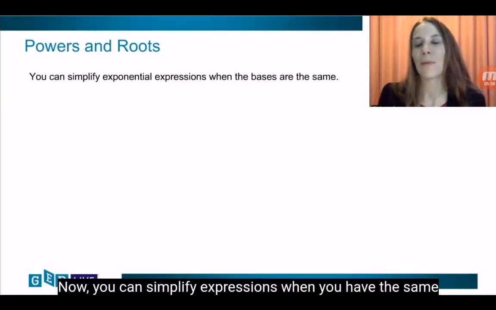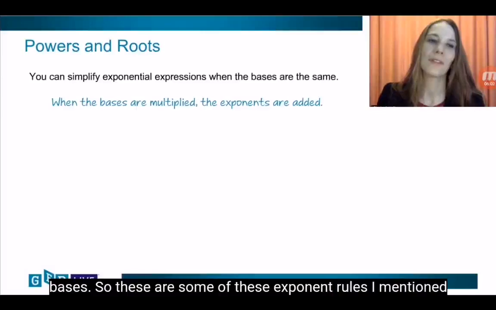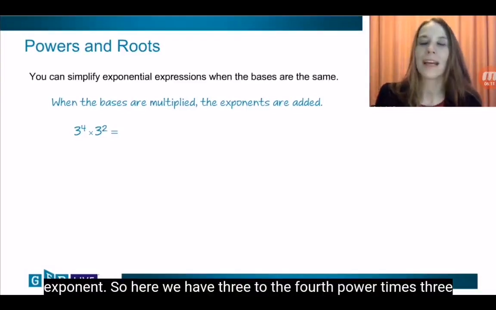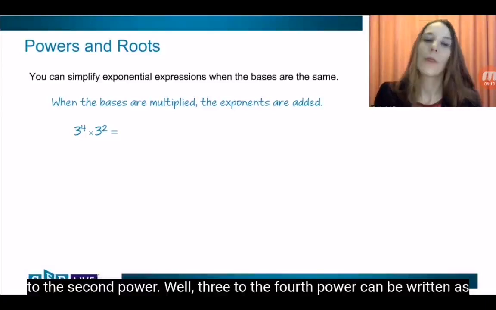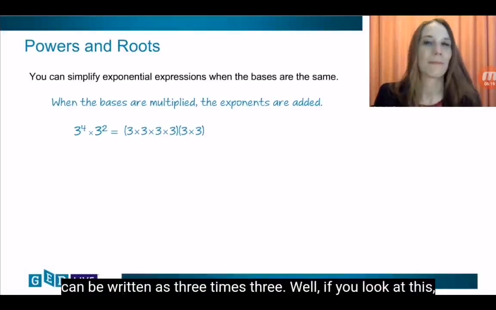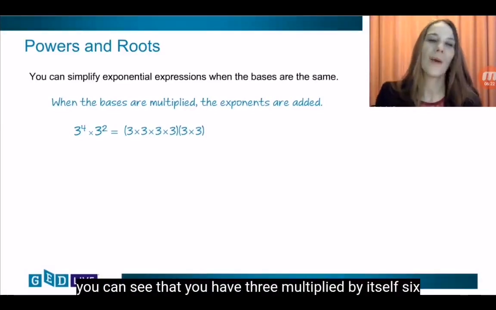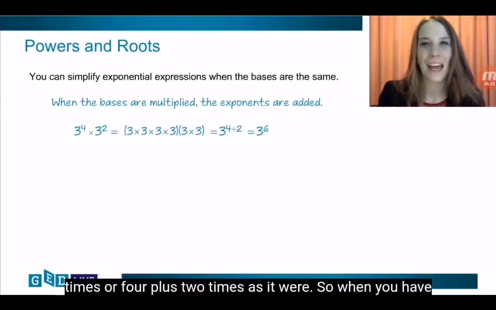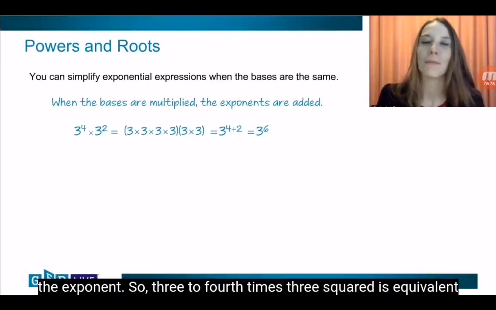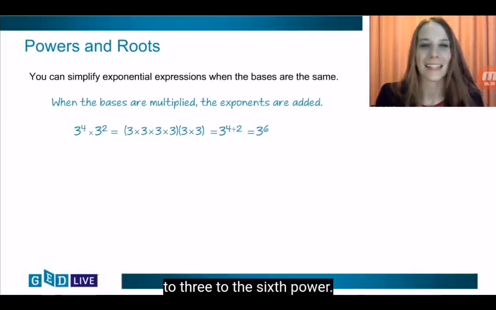Now, you can simplify expressions when you have the same bases. These are some of the exponent rules I mentioned a little bit earlier. When bases are multiplied, add the exponents. So here we have 3 to the 4th power times 3 to the 2nd power. Well, 3 to the 4th power can be written as 3 times 3 times 3 times 3, and 3 squared can be written as 3 times 3. If you look at this, you can see that you have 3 multiplied by itself 6 times, or 4 plus 2 times, as it were. So when you have the same base and you are multiplying those together, add the exponents. So 3 to the 4th times 3 squared is equivalent to 3 to the 6th power.